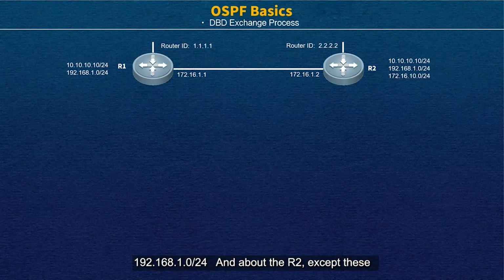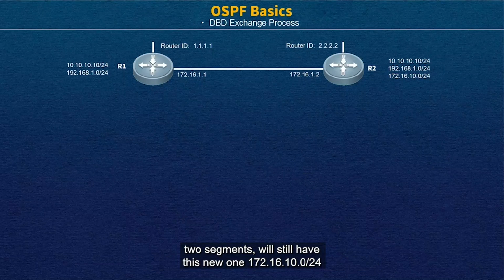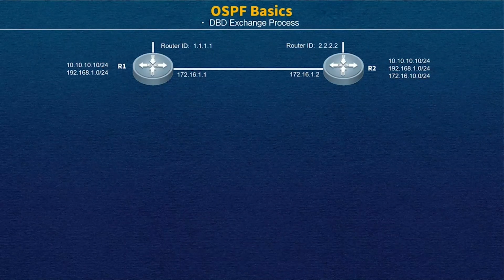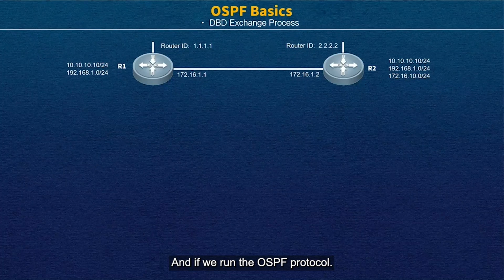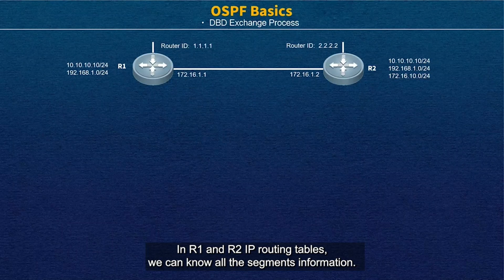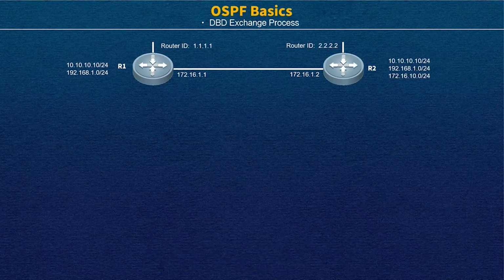10.10.10.0/24 and 192.168.1.0/24. And about router 2, except these two segments, we still have a new one, 172.16.10.0/24. If we run the OSPF protocol, we hope router 1 and router 2 can know all the segment information in the IP routing table.